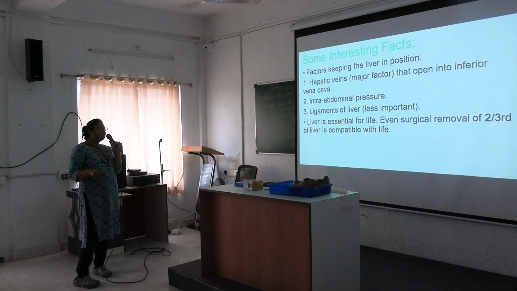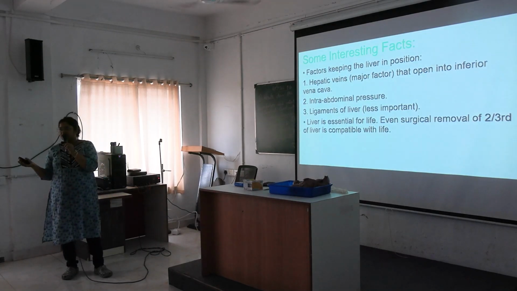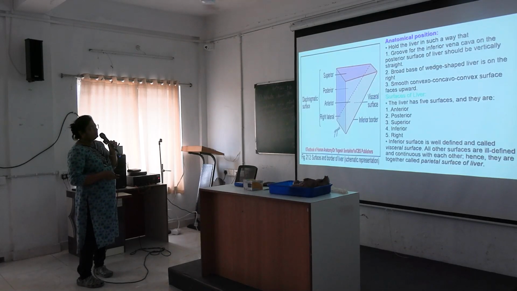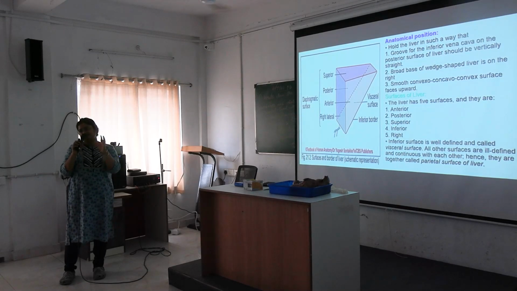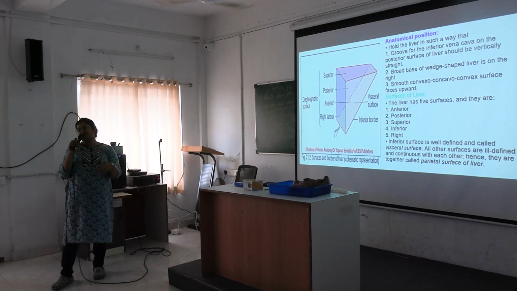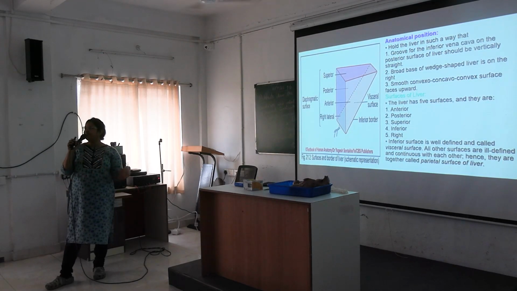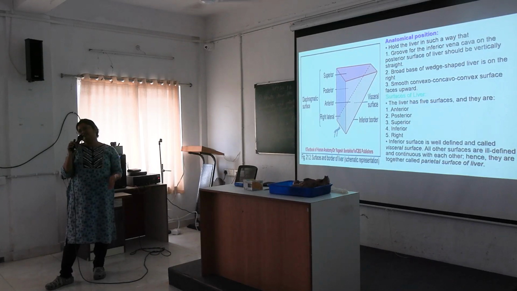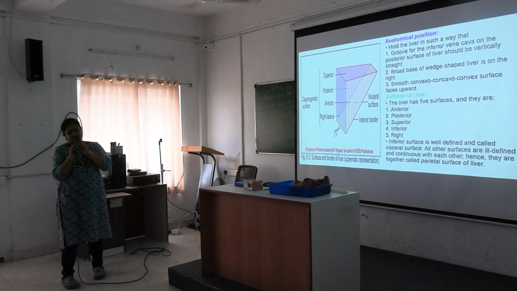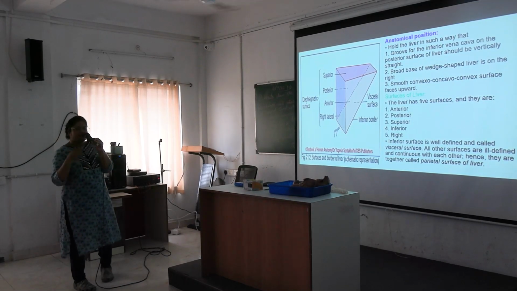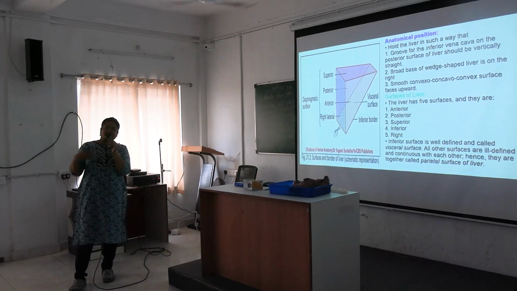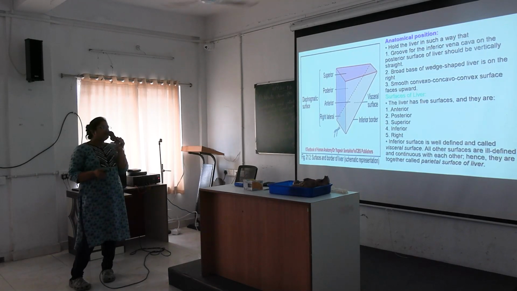Even surgical removal of 2/3 of liver is compatible with life. It has high regeneration capacity. Okay. There is a mythological story in Greek. Okay, a person was kept, abdomen was kept open, liver was outside. Every day birds would come and eat up the liver. But next day liver again regenerates. Okay, so it has a high regeneration capacity. You must remember. You can remove almost two-thirds of the liver and it can regenerate to its original shape.